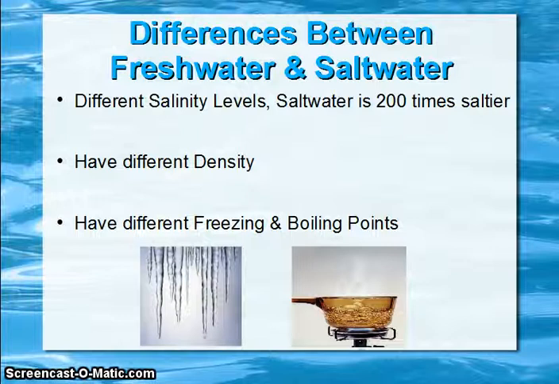Differences between freshwater and saltwater. They have different salinity levels. Saltwater is 200 times saltier. The salinity of saltwater is 35 grams per liter, and the salinity of freshwater is 0.5 grams per liter.